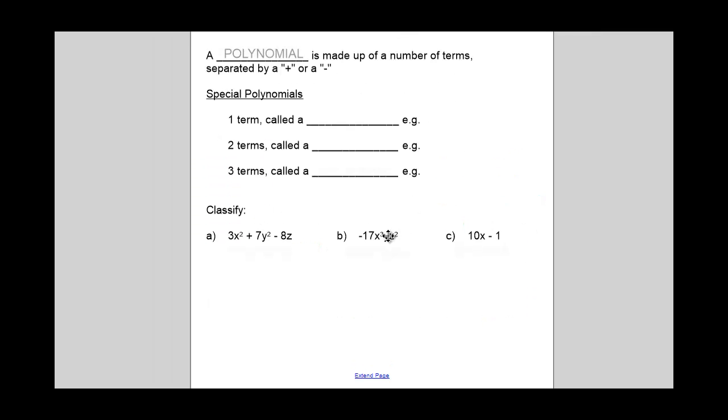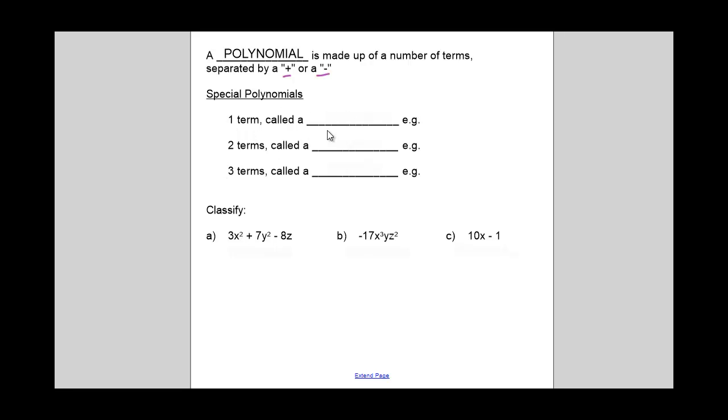So a polynomial is probably a word that you've heard of before. It's made up of a number of terms, so some terms together. Those terms get separated by a plus or a minus, because when we're adding and subtracting those terms, they kind of get separated. Order matters when we're dealing with addition and subtraction, whereas with multiplication, order doesn't really matter.